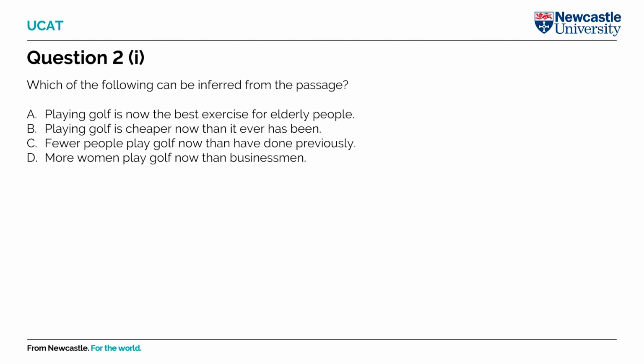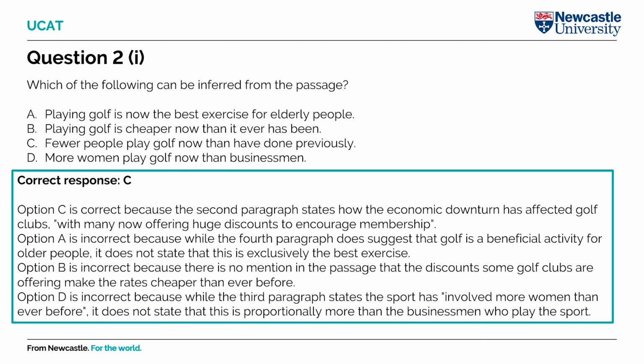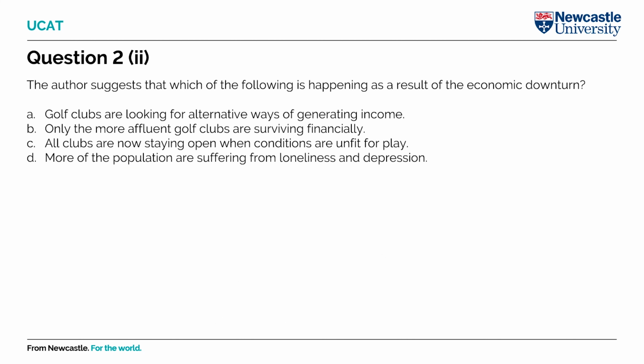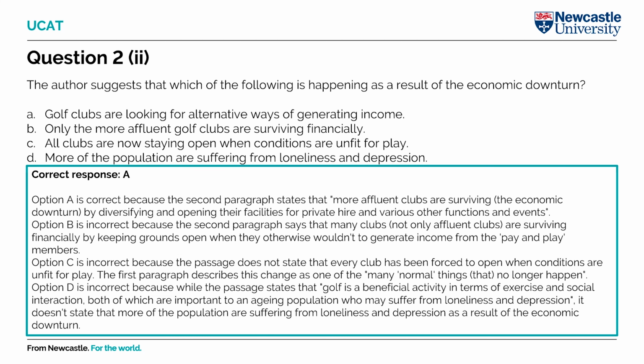The first question in question 2, which of the following can be inferred from the passage? The answer is C. The second part of this question, the author suggests that which of the following is happening as a result of the economic downturn? A, B, C, or D? The answer is A.